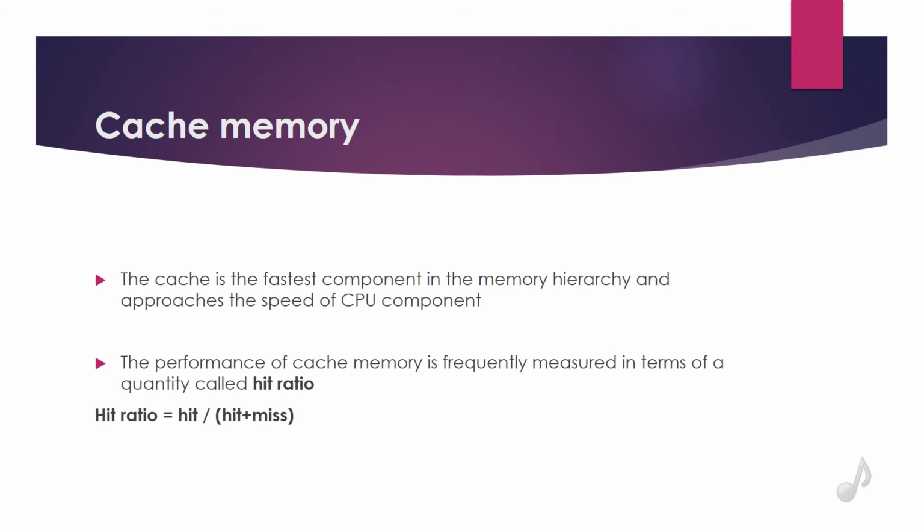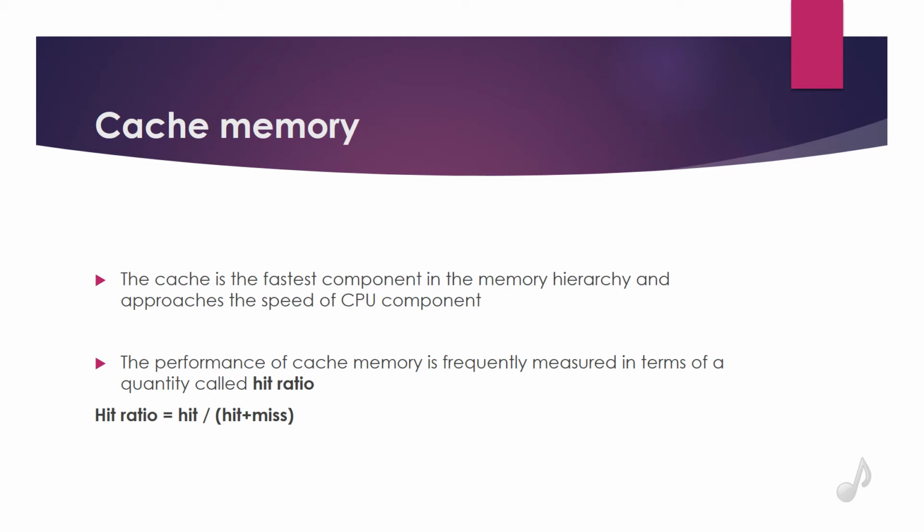Now we will see about cache memory. If the active portions of the program and data are placed in a fast small memory, the average memory access time can be reduced, thus reducing the total execution time of the program. Such a fast small memory is referred to as a cache memory. The cache is the fastest component in the memory hierarchy and approaches the speed of the CPU component.